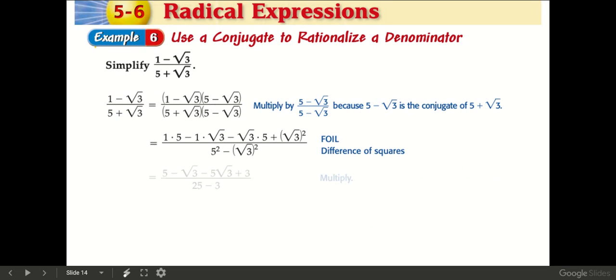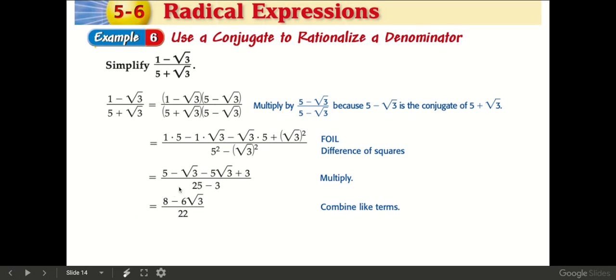And so when I simplify that, that's just going to give me 25 minus 3 in the denominator, which is 22. And on top, I'd have 5 minus 1 radical 3 minus 5 radical 3. Those are like terms, so that's why you get minus 6 radical 3. And I know that 5 plus 3 is 8, so those would be combined as like terms as well.